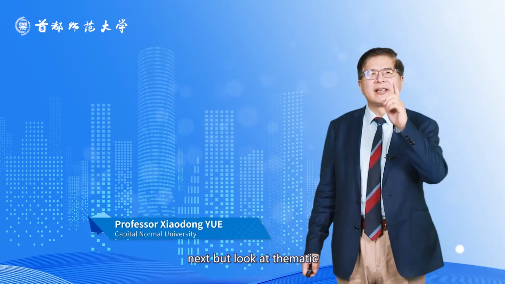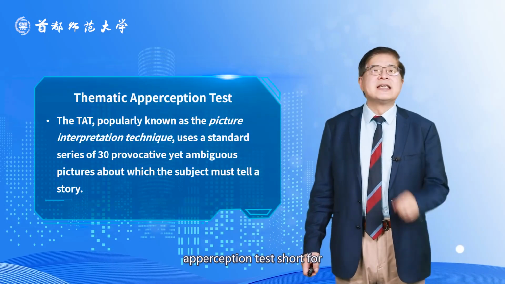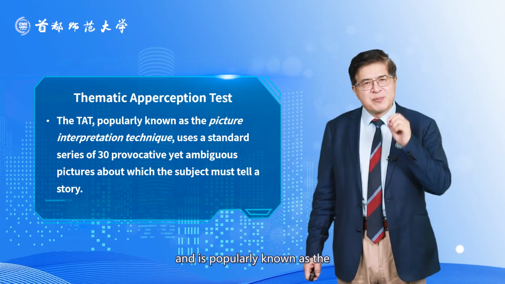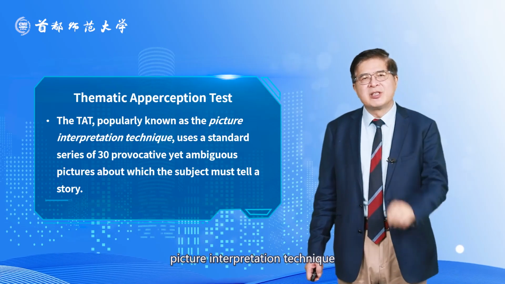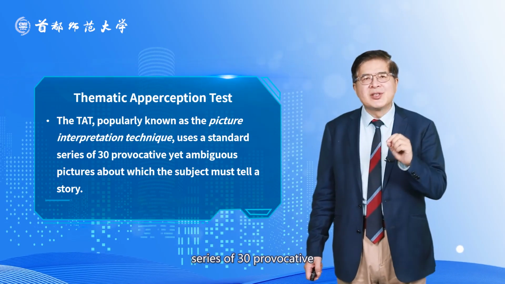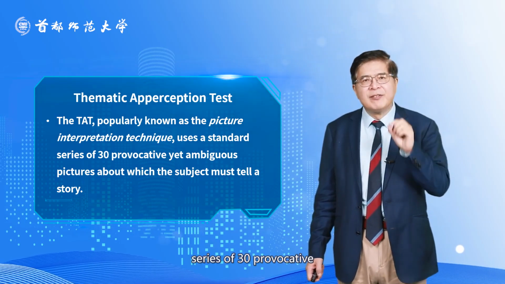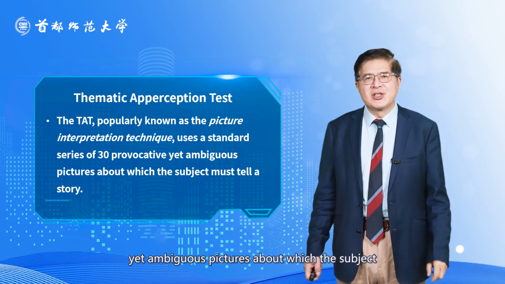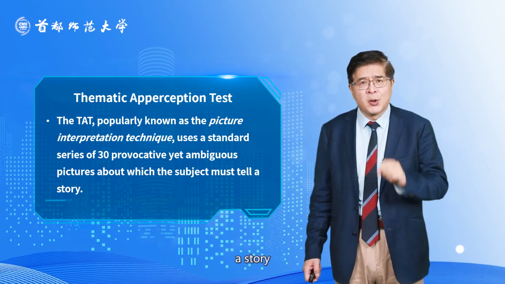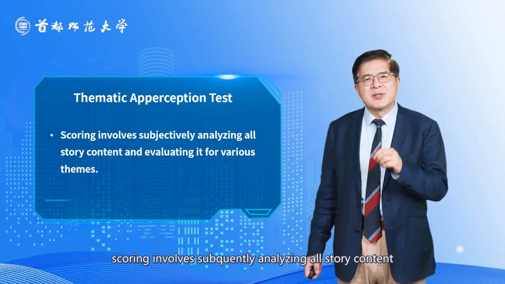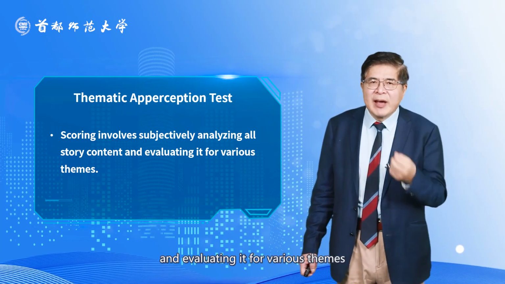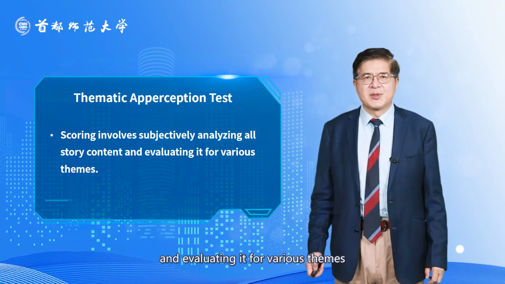Next, we'll look at the Thematic Apperception Test, short for TAT, popularly known as the picture interpretation technique. It uses a standard series of 30 provocative yet ambiguous pictures about which the subject must tell a story. Scoring involves subsequently analyzing all story content and evaluating it for various themes.